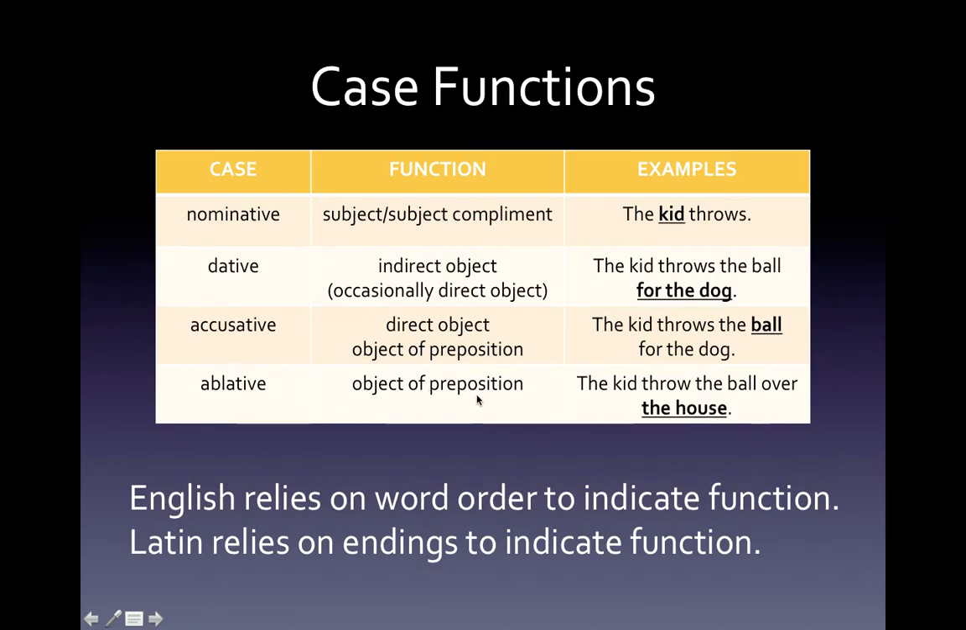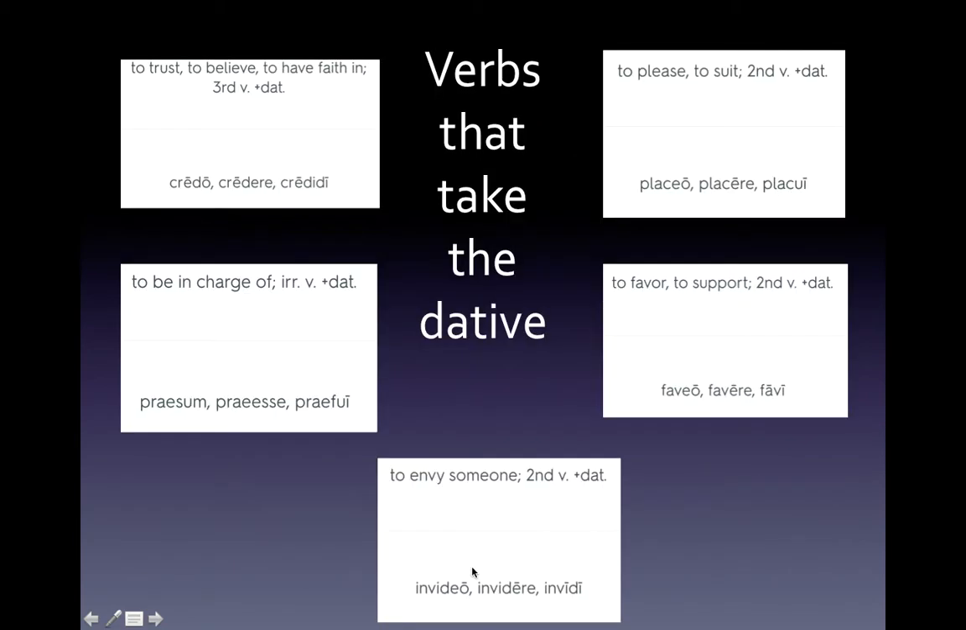Ablative. The ablative is the object of a preposition. For example, the kid throws the ball over the house. Over is a preposition. The house is what is being thrown over. So again, English relies on word order to indicate function. Latin relies on endings to indicate function.